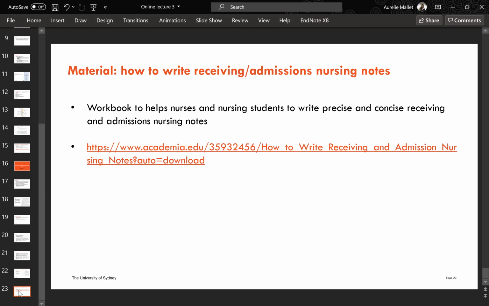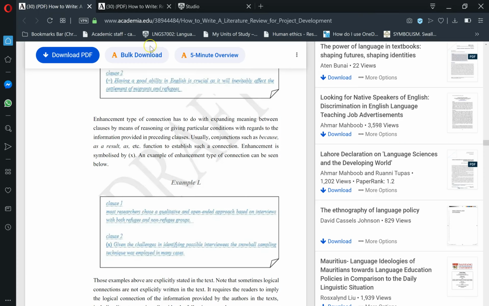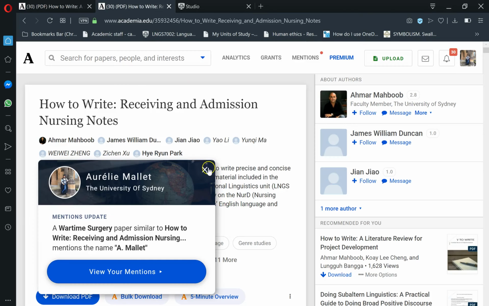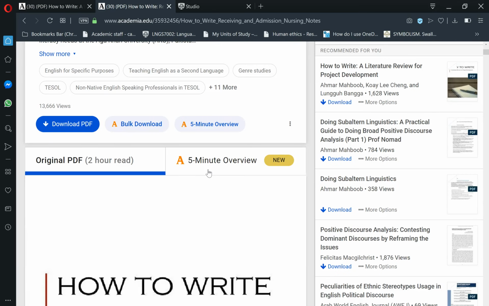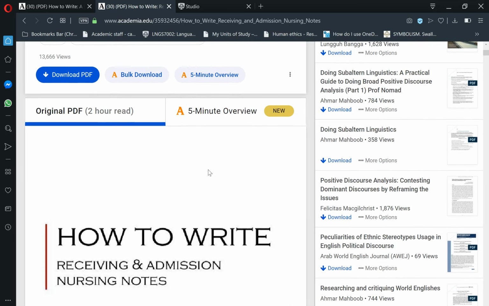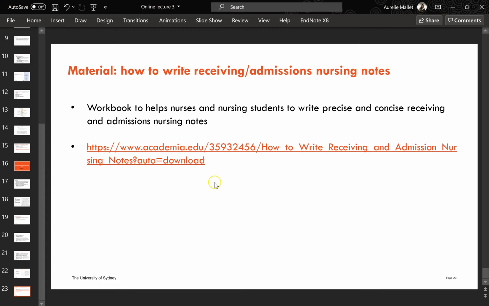So after they've identified the issue, identified the community they're working with and for, and reviewed the literature, their end product was a workbook to help nurses and nursing students to write precise and concise receiving and admissions nursing notes. Let's go through the actual workbook and see what they did. Again, I've put the link here if you want to browse it in your own time.